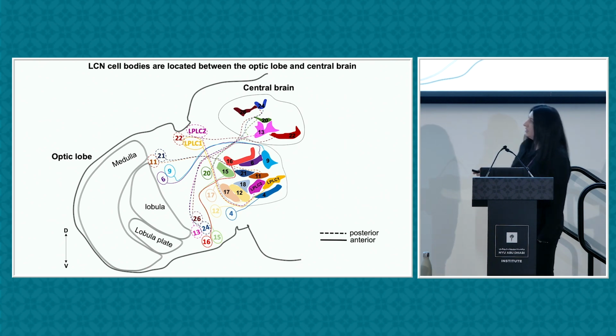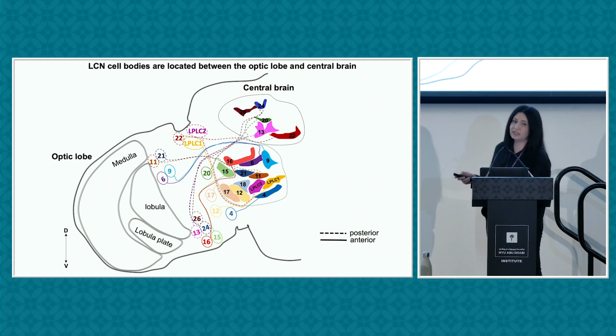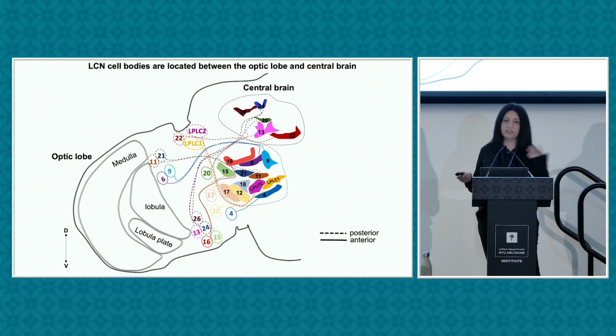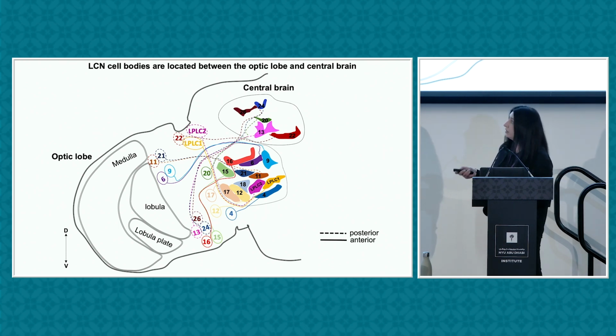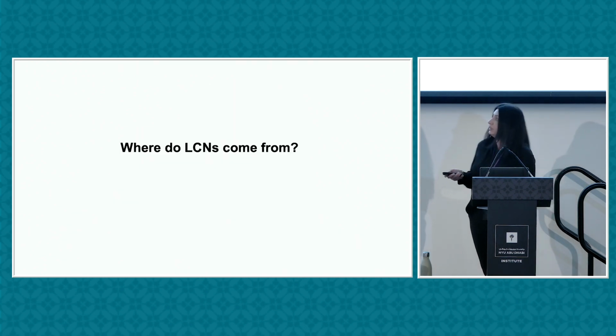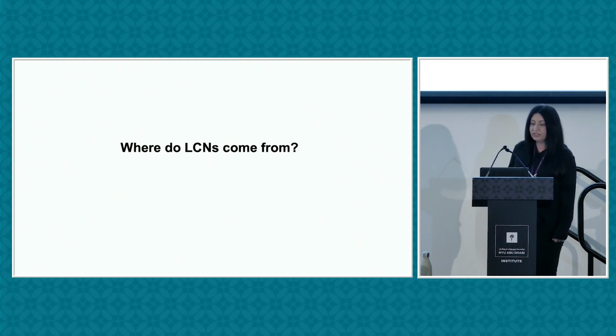And so as you can see from the schematic, lobular columnar neurons are situated at this interface between the optic lobe and the central brain. And due to that position, it was very ambiguous as to where these neurons are coming from. So do they have an optic lobe origin, similar to other optic lobe neurons, or do they have a central brain origin? So the question came, where do LCNs come from? Where do these neurons come from?